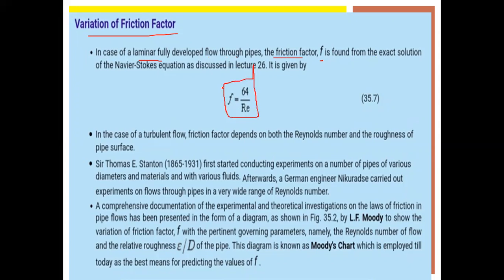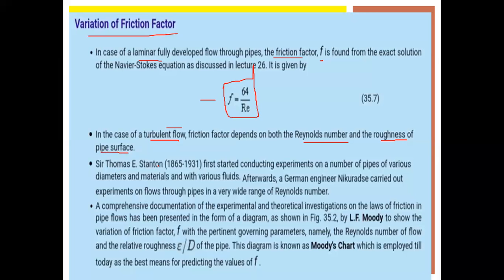So here we have to see the variation of friction factor with respect to Reynolds number for laminar flow and turbulent flow. Therefore, for laminar flow the friction factor f is equal to 64 divided by Reynolds number. In case of turbulent flow, the friction factor depends on both the Reynolds number and the roughness of the pipe surface.